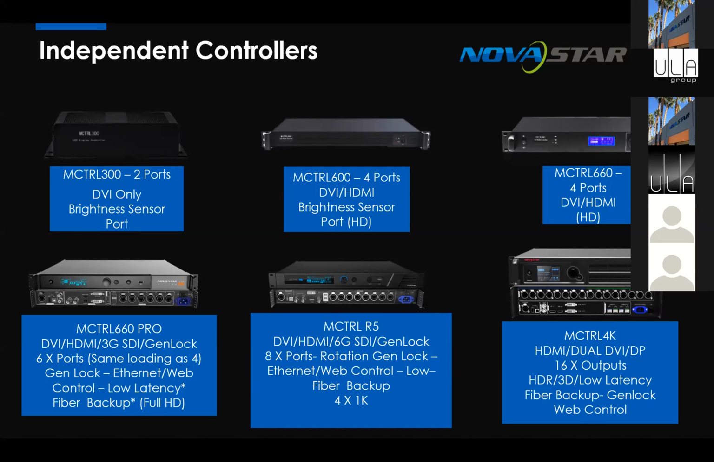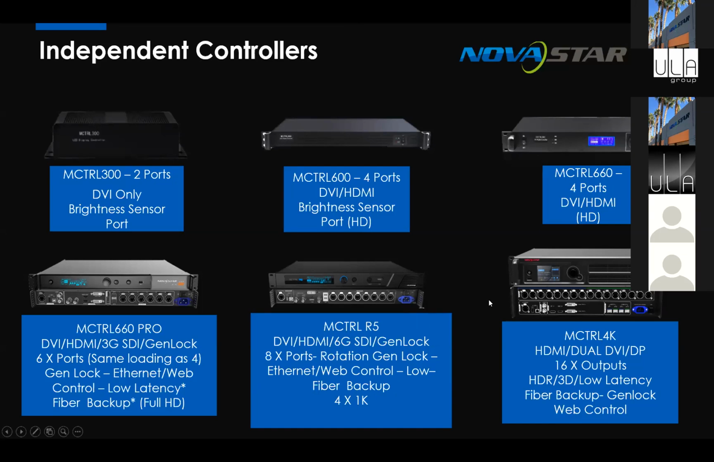Also, it's got some fiber ports for redundancy. Now, the thing with this box, you can basically purchase 2 Nova 660s, use one as a main, connect the second one via fiber, and then it becomes a remote unit. Unlike the other units, that's the way the 660 Pro works. So it's a little bit different in that sense.